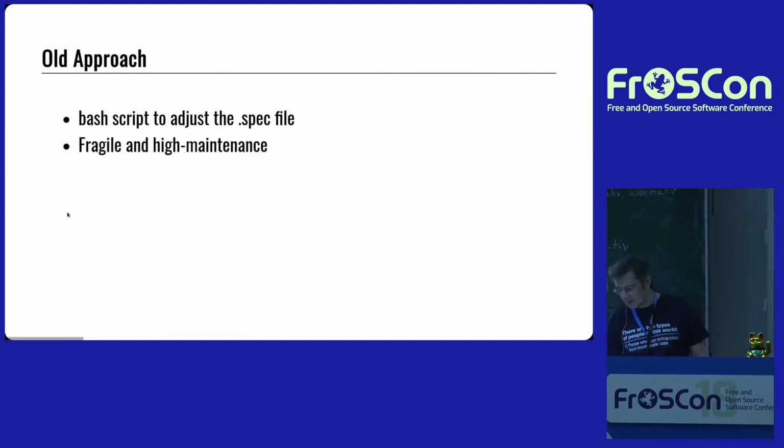So the old approach to satisfy all those requirements was that we basically had a bash script running before the build. It was checking the environment, the Linux distribution. It was using sed to modify the spec file, and then rpmbuild was building out of that. It kind of worked. It was very fragile. It was breaking often. It was high maintenance, needed to be updated every time, and it required advanced spec file knowledge that none of us had.